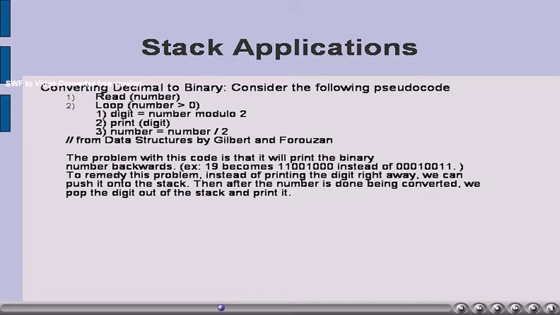With the help of stack, we can achieve that. See the program segment. We will read a number and then we will continue a loop as long as that number is greater than 0. Calculate number modulus 2 and store it in the variable digit, print that digit, and then modify the number: number is equal to number by 2.